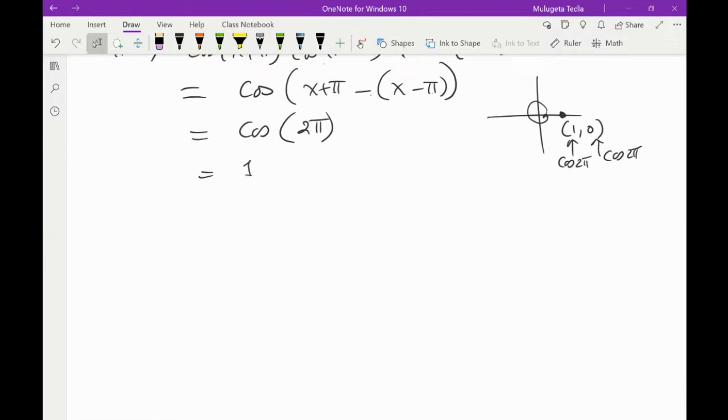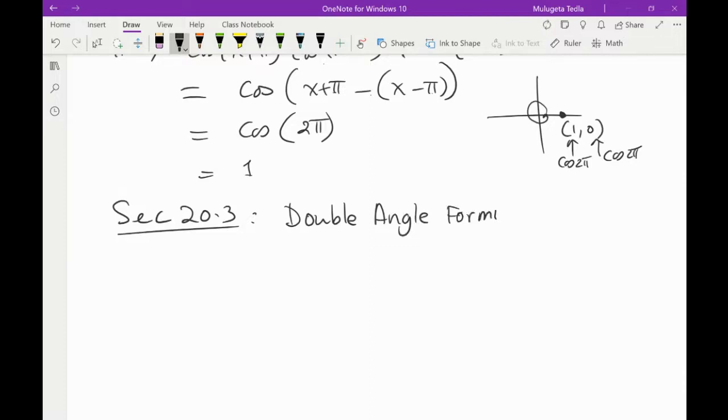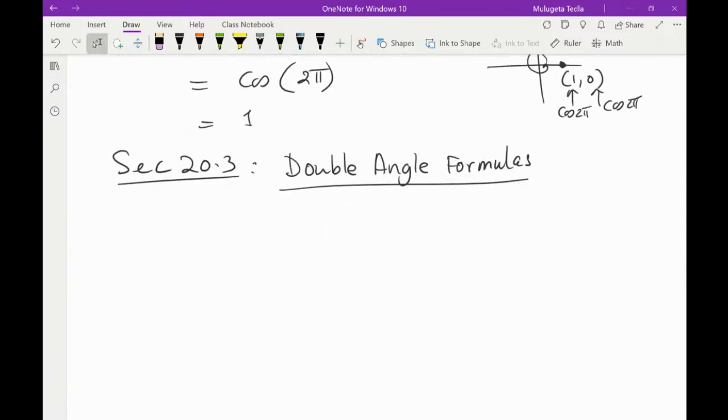That's good enough for section 2. I'm going to do section 20.3, double angle formulas. The double angle formulas are formed from the sum and difference. It's very easy. Once you understand one, every one of the trig identities can be derived from the previous formulas.